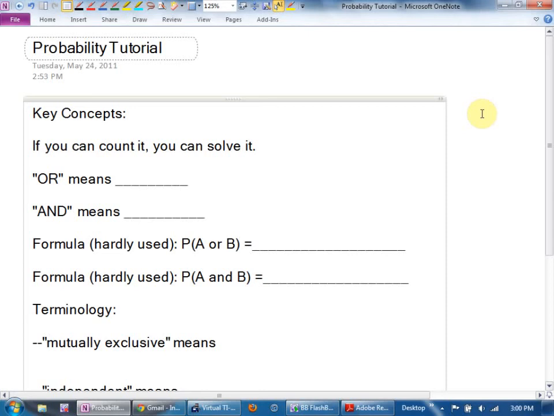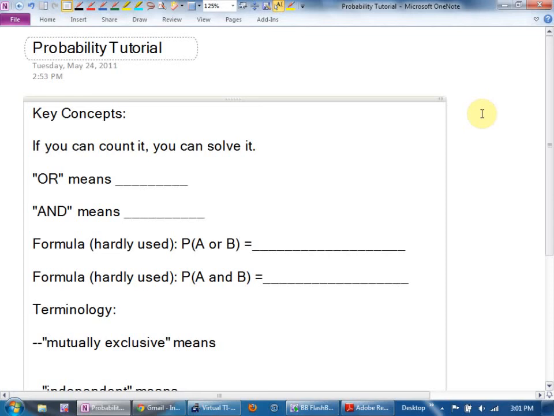But some key concepts here. I said if you can count it, you can solve it. If you know how many happy successes, victories there are divided by how many total outcomes there are, that's the answer. It's the number of successful outcomes divided by the number of outcomes. We did that on the quiz for a card question, I think.